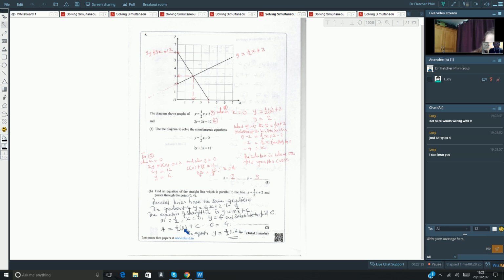So the problem I have is to find c. So 4 is equal to half times 0 plus c, which gives me c equal to 4. Do you follow? Okay, so then all I need to do is substitute this back into the equation of a straight line. So I'm going to have y is equal to half x plus 4. You can multiply by 2 on both sides if you want, which would give you 2y is equal to x plus 8, but you can leave it as it is. Do you follow?